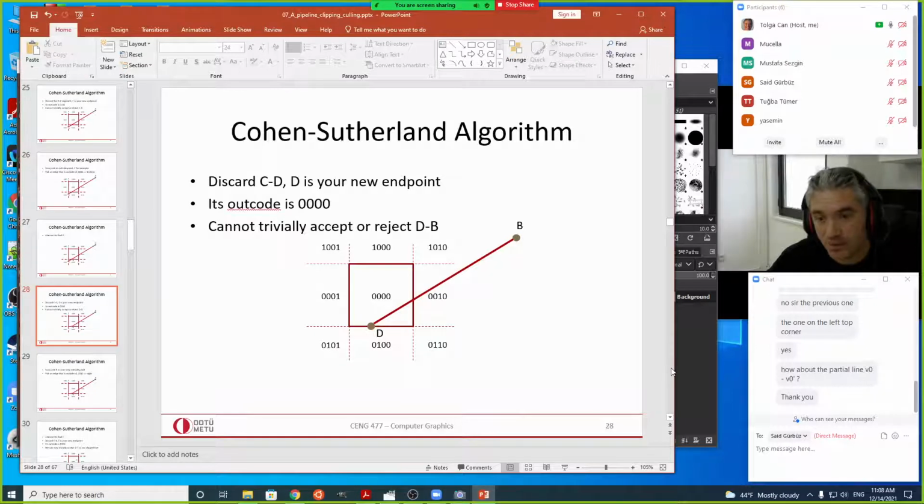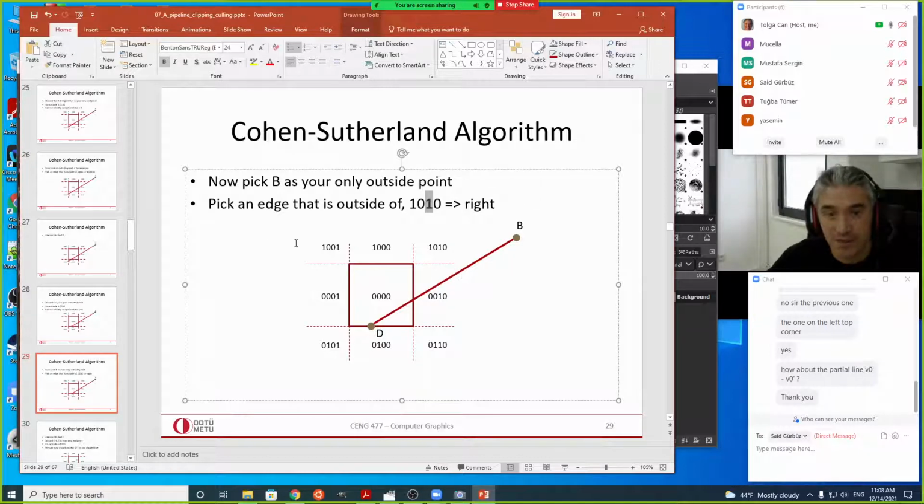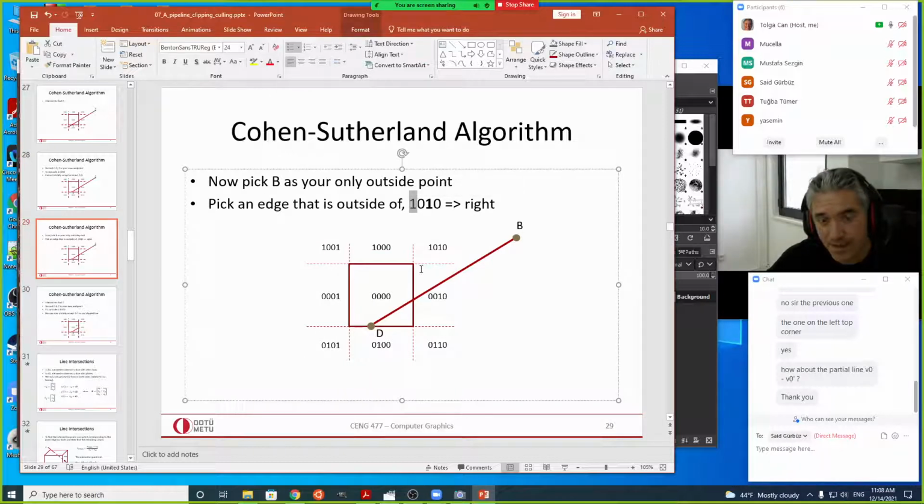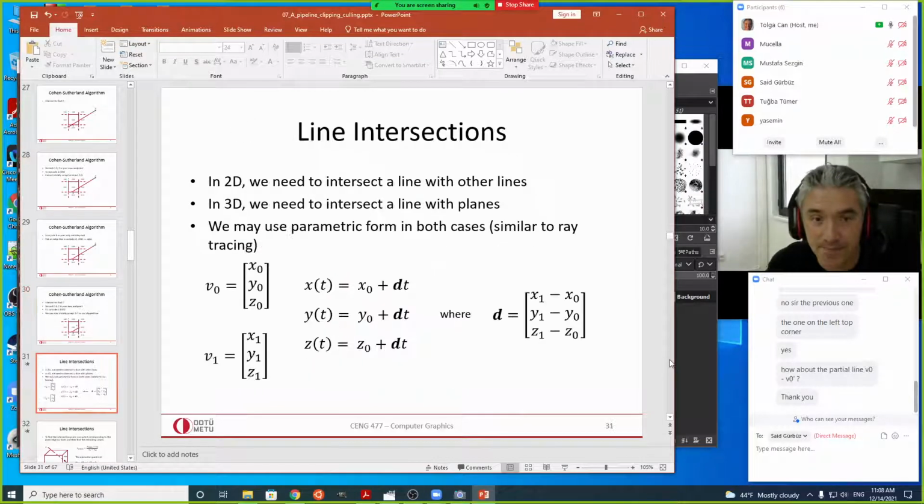We should proceed with point B. We select B with two outcodes. We again pick one of the edges in which that is outside, which is the right edge. We pick against it, and at this point it's going to be trivially accepted. If we have picked this one to clip B against, then again we have to do two clippings. This will be E, then this will be F, until we can trivially accept this. The DE line is now a completely inside line segment which can be trivially accepted.